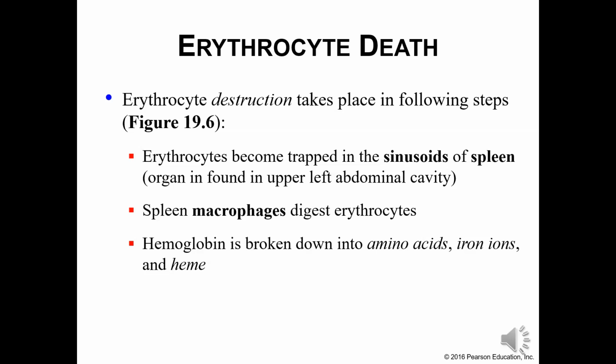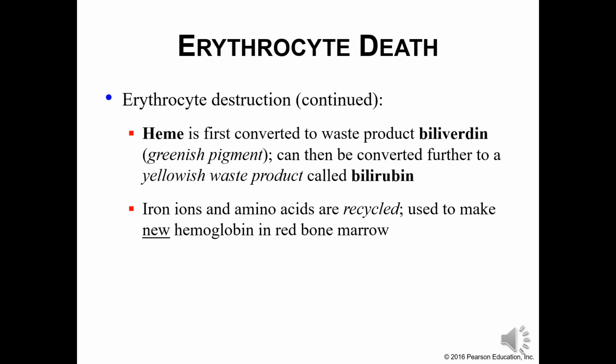Because your red blood cells only live for about 4 months, they have to be constantly replaced, and the old ones have to be broken down. Erythrocytes will generally become trapped in your splenic sinusoids. Remember, your spleen is found in the upper left quadrant of your abdominal cavity. The splenic macrophages then will digest these old red blood cells, and the hemoglobin is then broken down further into its constituent amino acids, iron ions, and heme product. Heme is then converted to a waste product called biliverdin, which is responsible for the greenish pigment that you see many times when a person becomes bruised.